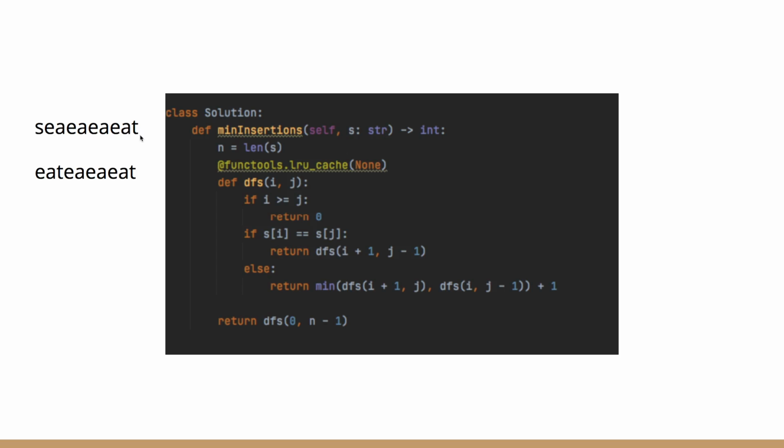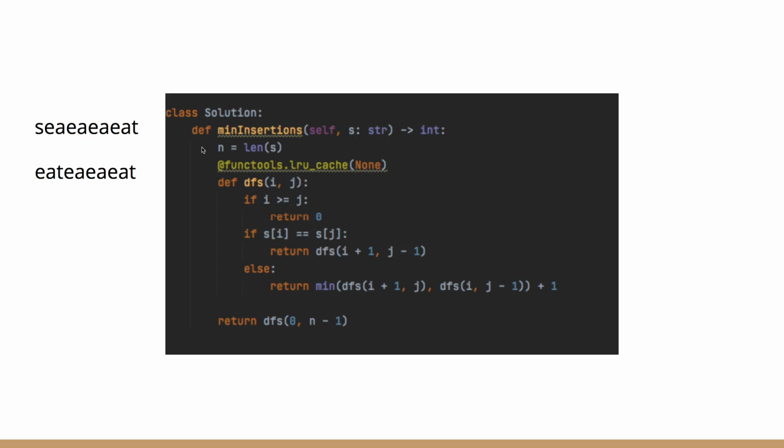When they are different, we can check the substring from E to T or the substring from S to A. So E to T will be I incremented by 1, which is this guy. S to A will be J minus 1, which is this guy. And the operation costs 1, because when I compare E all the way to A and I'm removing T, that means I insert a T right here. The insert costs 1 operation, and that's how we do it.